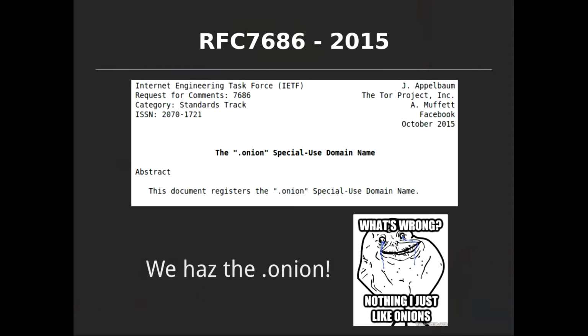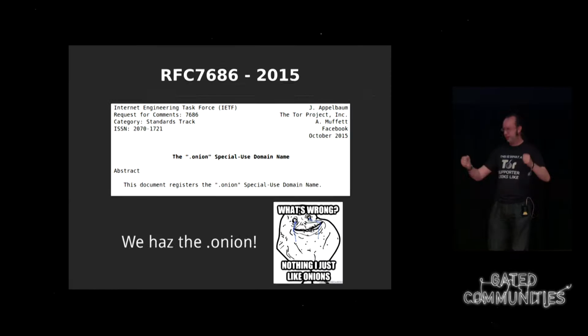Which leads to another really cool feature from this year. We got IETF to publicly specify in a real RFC that the .onion domain is a special case and they're not going to give it out in any other way.